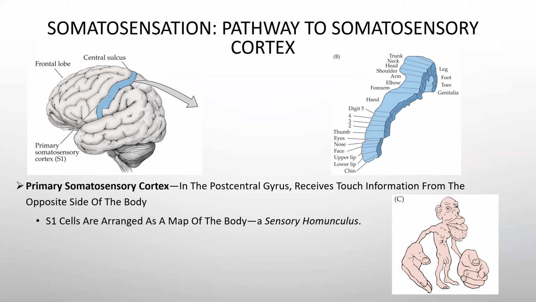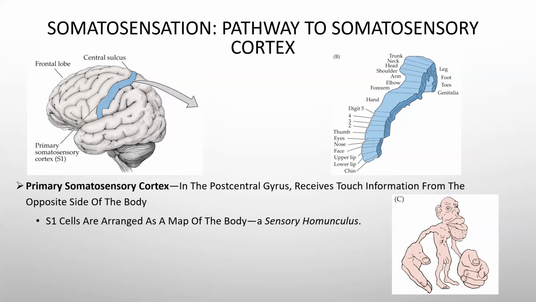So this body movement and sensation is provided in a contralateral manner, which means that stuff on the left side of the body is processed by the right hemisphere, stuff on the right side of the body is processed by the left hemisphere.